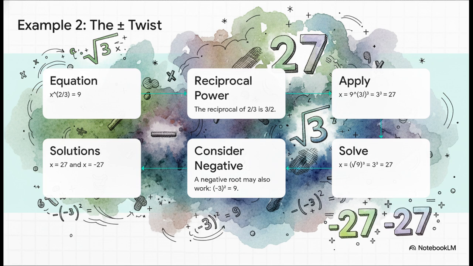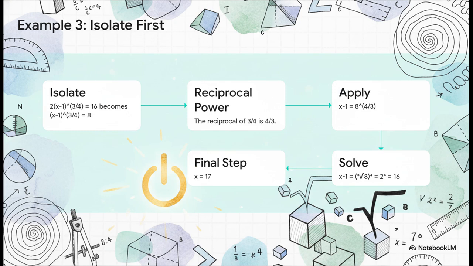There's a twist here. What if x was negative 27? The cube root of negative 27 is negative 3, right? And what's negative 3 squared? It's also 9. The original equation works. This means we actually have two solutions here, 27 and negative 27. Now, what if the part with the exponent isn't all by itself? Check this one out.